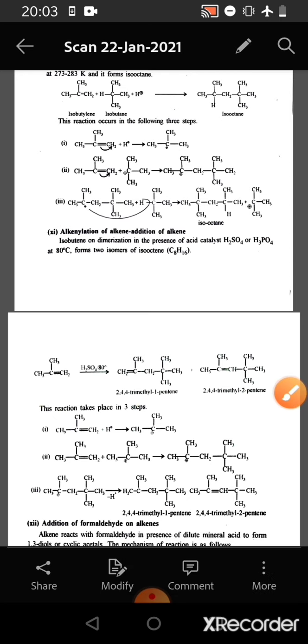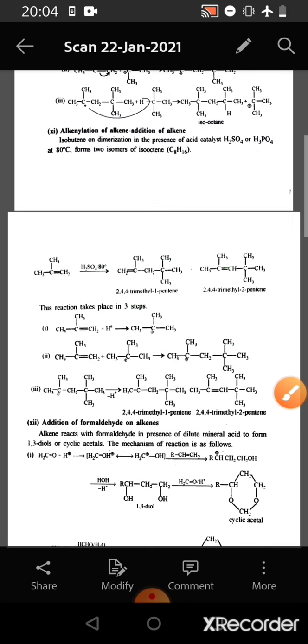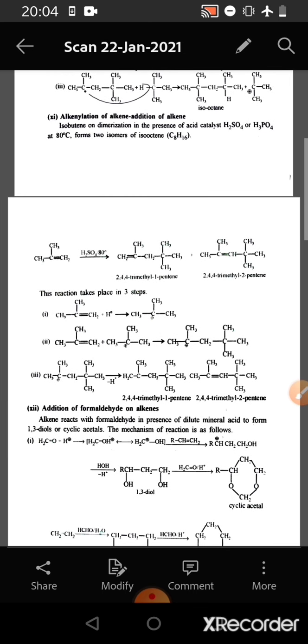Now the next reaction is alkylation of alkene, that is addition of alkenes. Isobutene on dimerization in the presence of acid catalyst H2SO4 or H3PO4 at 80 degrees centigrade forms two isomers of isooctane.